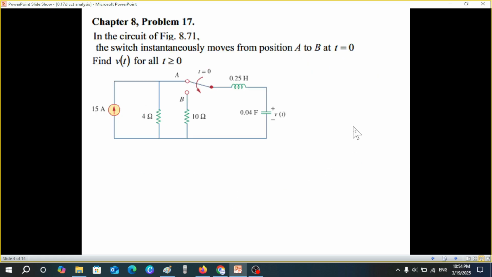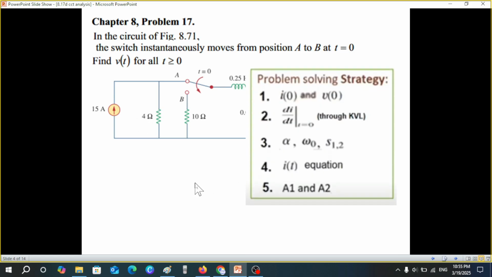Now coming on to the problem, the circuit in figure 8.71. The switch instantaneously moves from position A to B at t equals 0. Now this switch is connected to A and it has been there for a long time. That means we can say this circuit is in steady state condition for t less than 0. Now I've just jotted down some points that I generally follow. We'll follow the sequence in solving this type of question.